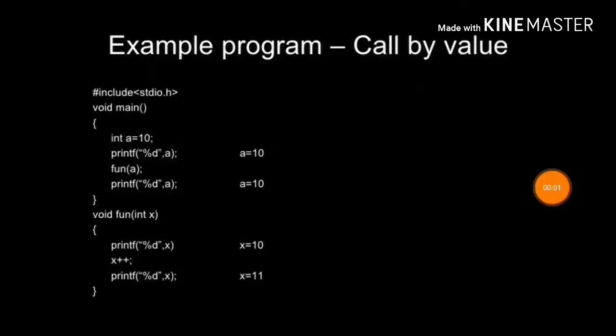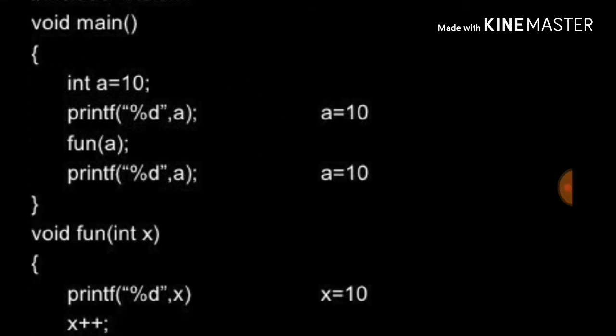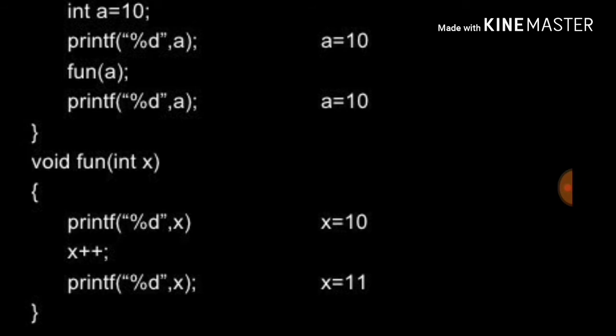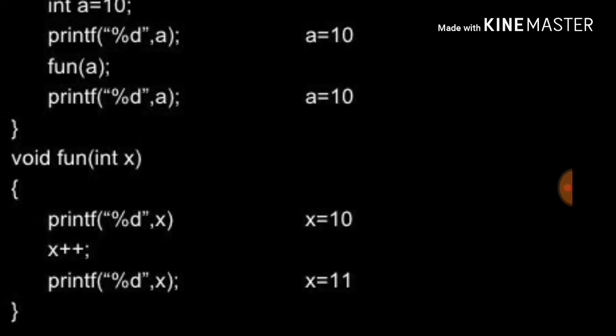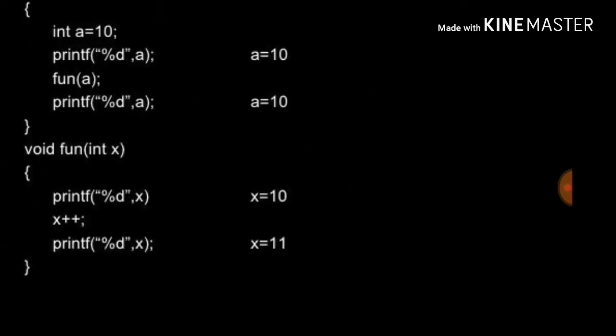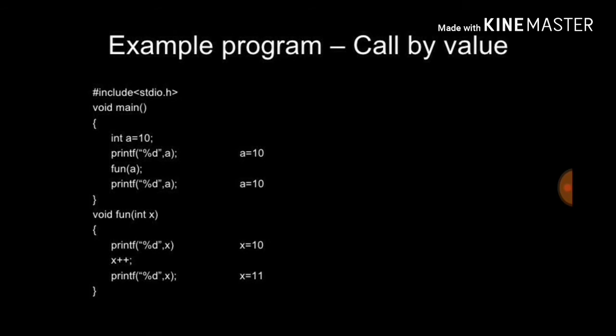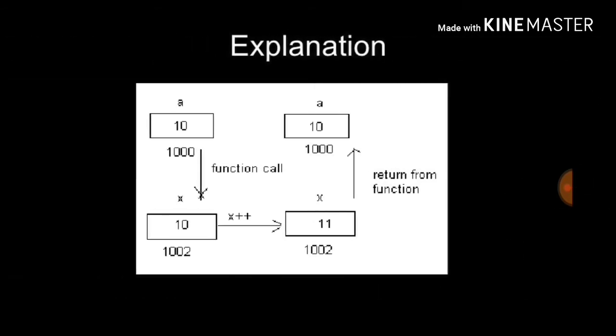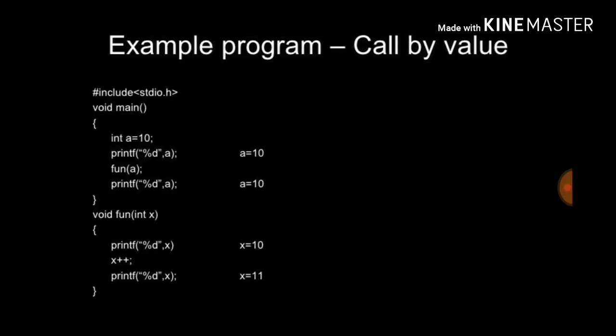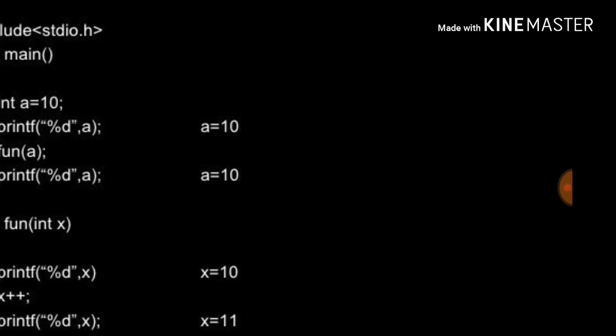Now let's see an example of call by value. Here we have passed the value of a, that is 10, in the integer x of the function fun. Now we have applied an increment operation on x, and the value of x changes to 11 and the value of a remains 10.